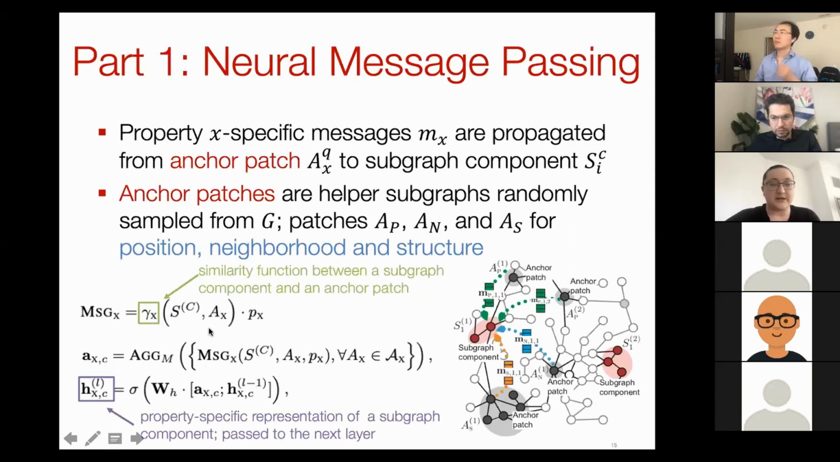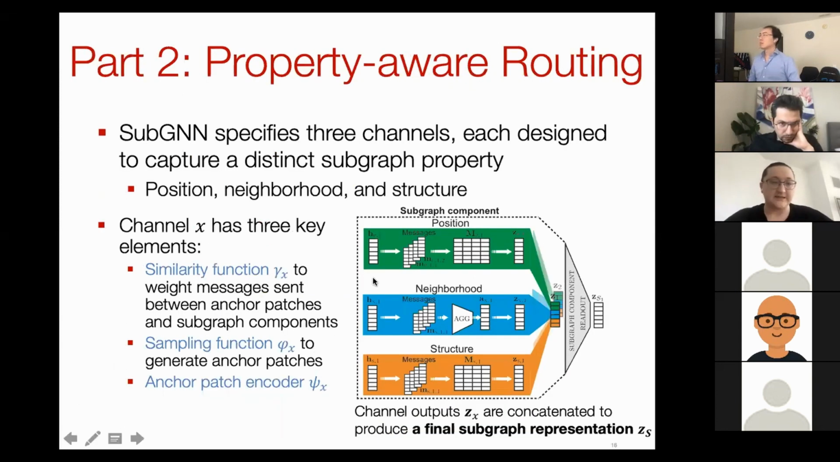And that exchange is done by defining anchor patches denoted by A, then measuring similarity between anchor patches and our subgraph of interest, and then every subgraph receives a number of messages from a number of anchor patches. So we aggregate that information and then transform it, pass it through a nonlinear activation function to get a subgraph embedding, to get a property-specific representation or embedding of a subgraph or its component. In the second part, we repeat the process that I just outlined, but we repeat it in 3 different channels, each channel designed specifically to capture a distinct subgraph property: position, neighborhood, and structure.